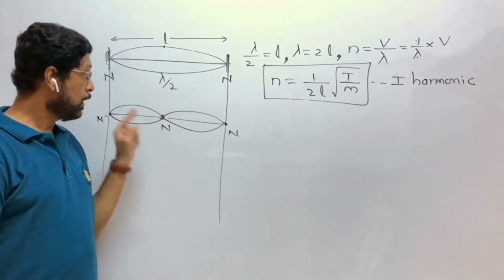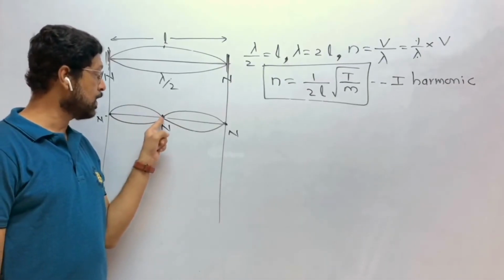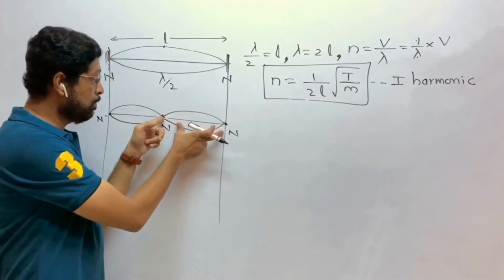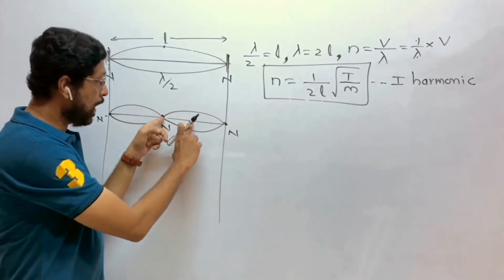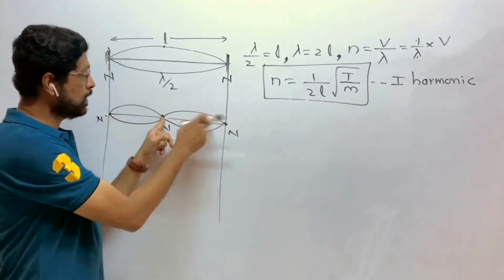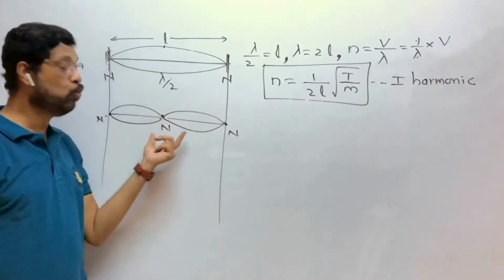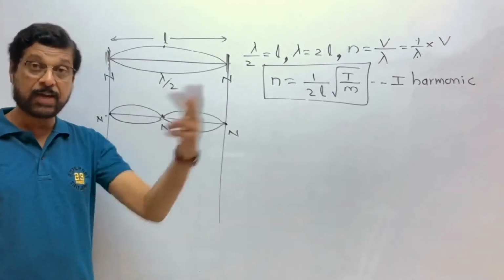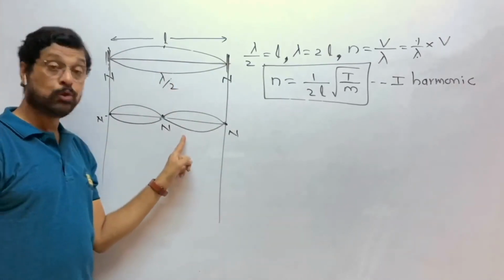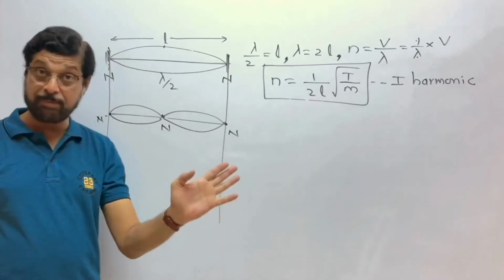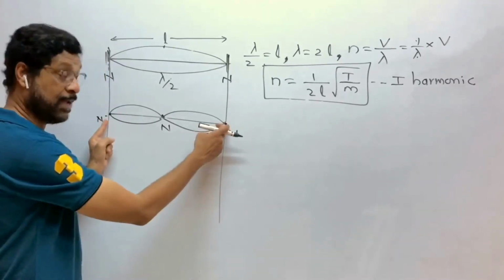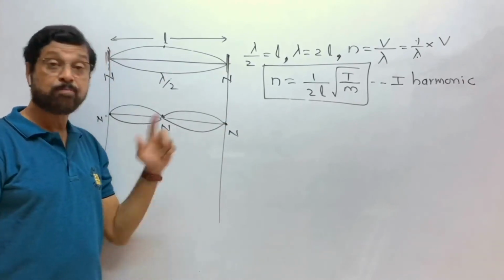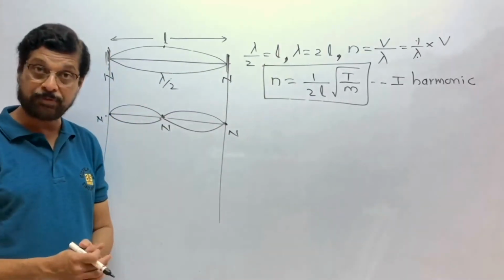So if you support the string lightly at the middle, two segments are formed. Plug at the center of any one segment, then two loops are formed. This is the next mode of vibration. After one loop, two loops can form, one and a half loops cannot form there because the ends are fixed. So after one loop, two loops can be formed. So this is the next mode of vibration of the string.